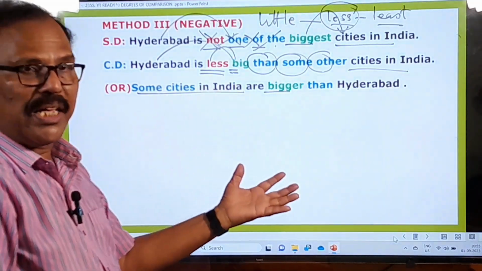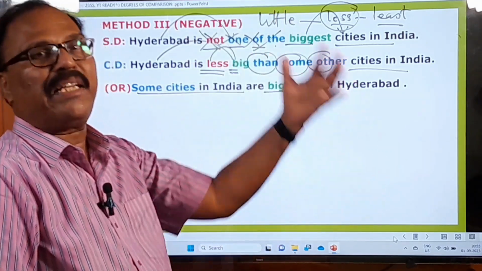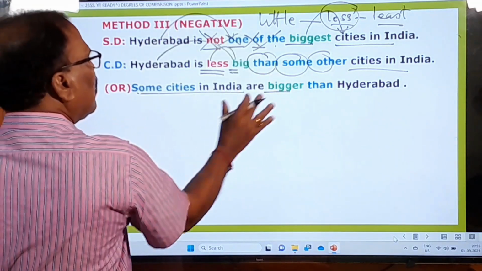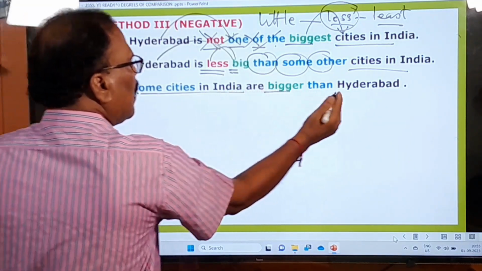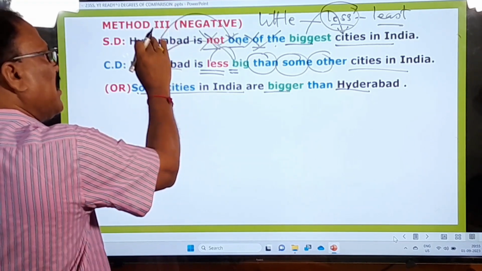Okay, Bangalore is there, it is bigger than Hyderabad. Mumbai is there, it is bigger than Hyderabad. Kolkata is there, bigger than Hyderabad. Chennai is bigger. So something like that. So here we are not saying that Hyderabad is a big city. In this we are saying that Hyderabad is not a big city.